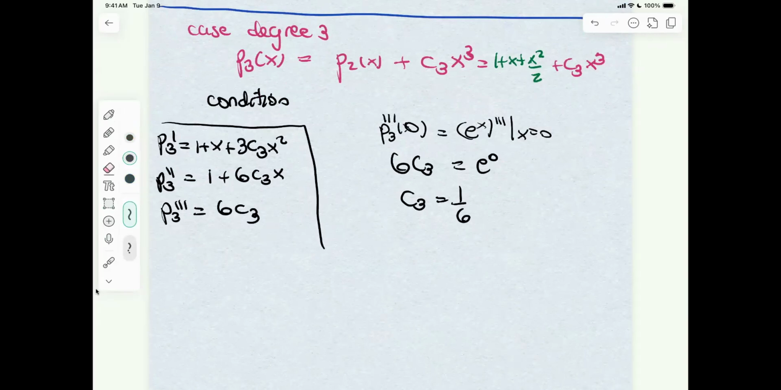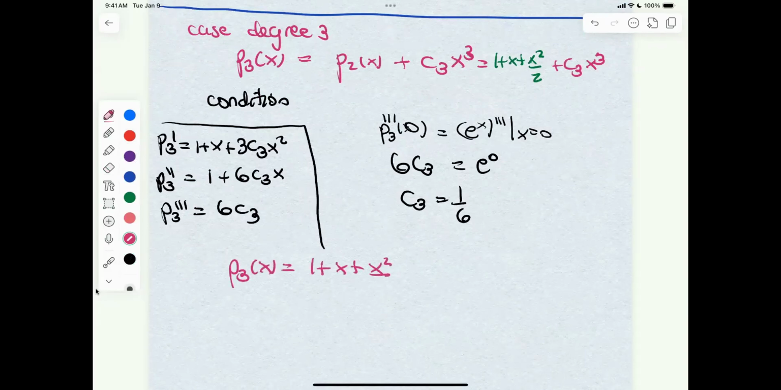And so the degree 3 polynomial would be 1 plus x squared over 2 plus x cubed over 6. Okay? Yes.